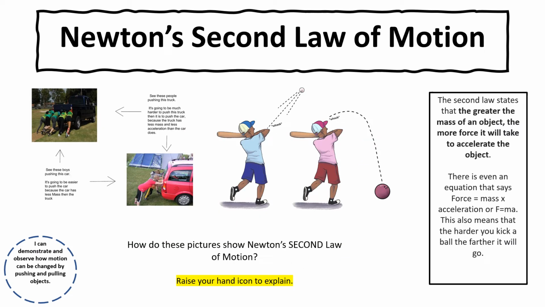Newton's second law of motion. So let's look at the picture of the people pushing the truck. It's going to be much harder to push this truck than it is to push the car because the truck has more mass and less acceleration than the car does. So it's going to take a lot more to push it. It's going to be easier to push the car because it's not as heavy. So think about how these pictures show Newton's second law of motion.